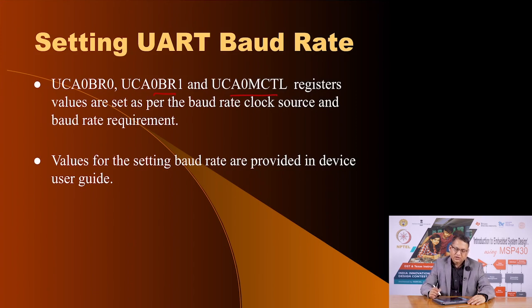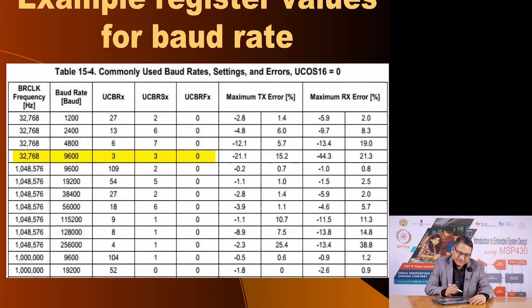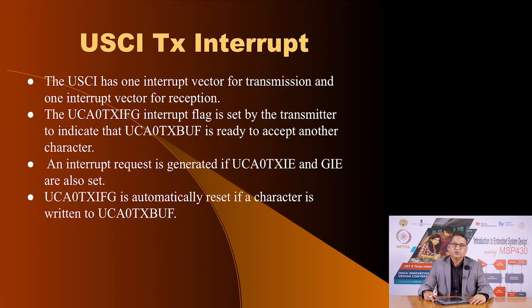And for the values that these registers must be initialized to, the user manual has a useful guide which tells you, if this is your clock source and you want to communicate at a certain baud rate, what values you should load into the baud rate register 0, baud rate register 1, and the modulation control register. Here are examples: if your clock is 32768 and you want to do 9600, what values should be stored in the baud rate registers and the modulation registers.